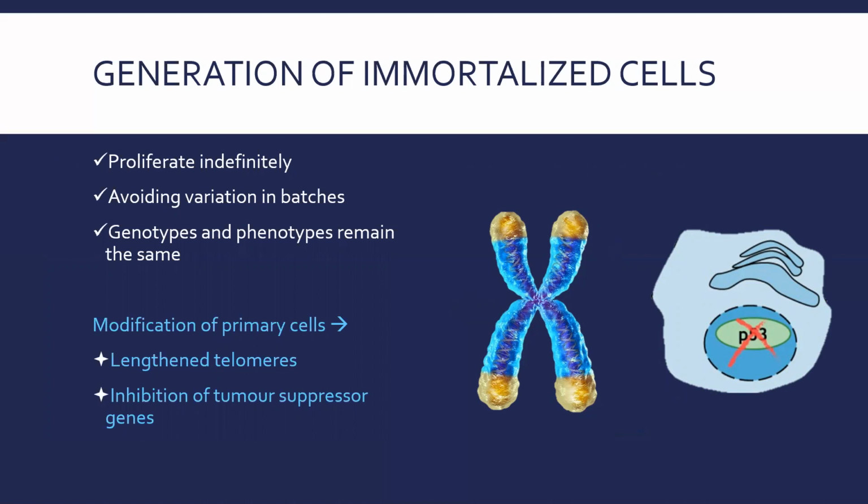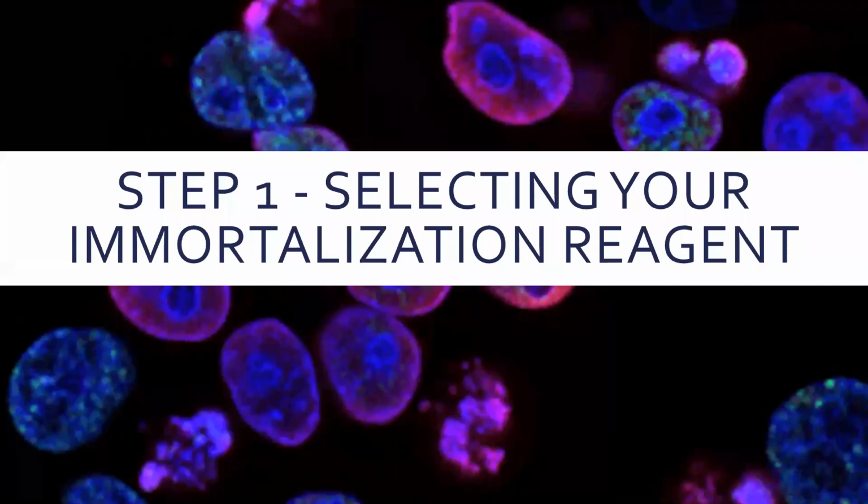Immortalized cell lines are primary cells that have been altered through the presence of lengthened or stabilized telomeres or the inhibition or knockdown of tumor suppressor genes. Step 1 is the selection of your immortalization reagent.